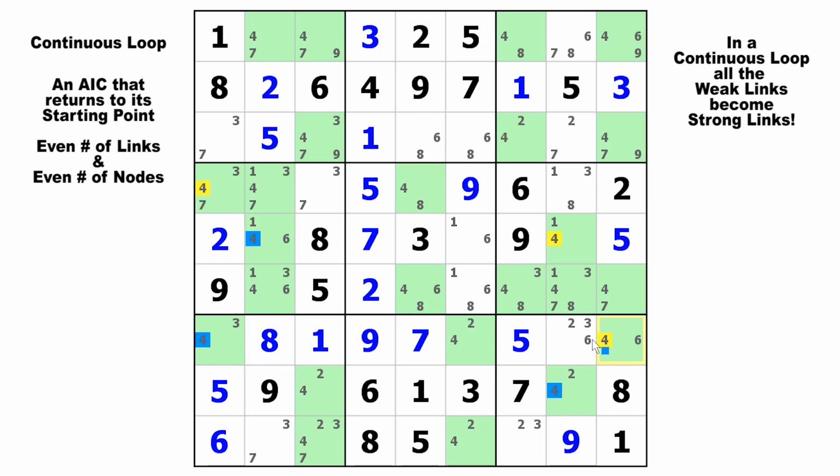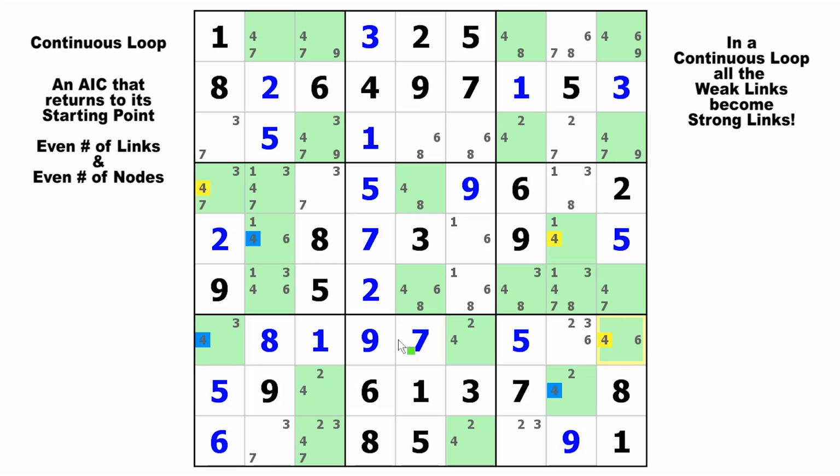And the endpoints lie in row 7, so they're in the same house. And when you have an X chain where the endpoints lie in the same house, you know you have a continuous loop. So that means we can eliminate all other candidate 4s wherever there's a weak link.